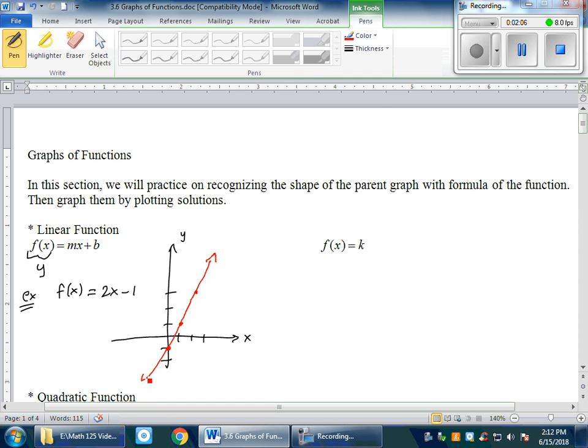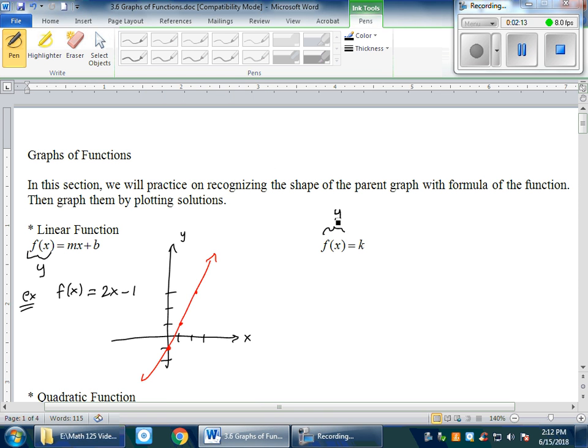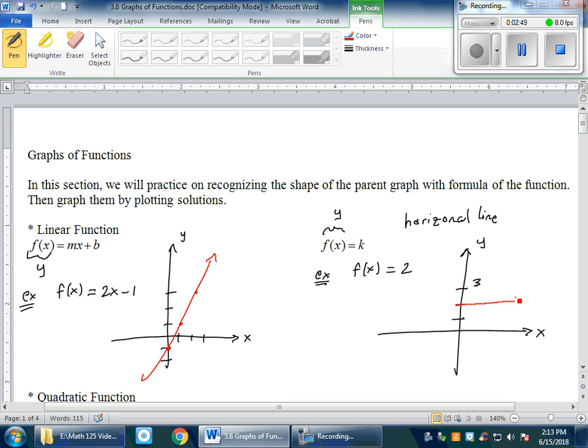Another case is when you have a function f of x is equal to k, a number. So this is basically y is equal to a number. That basically means it will be a horizontal line. So we can quickly graph this without plotting points also. For example, if f of x is equal to 2, this says there is a horizontal line that passes through y equal to 2. So I can graph this quickly, and it's going to be like this: a horizontal line at 2.